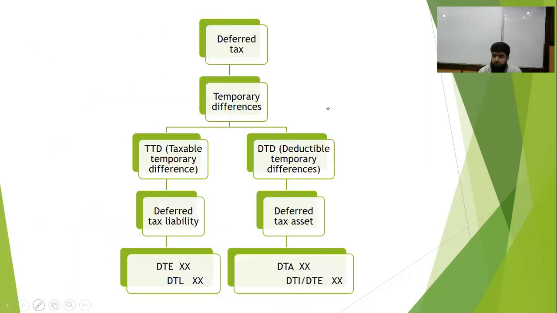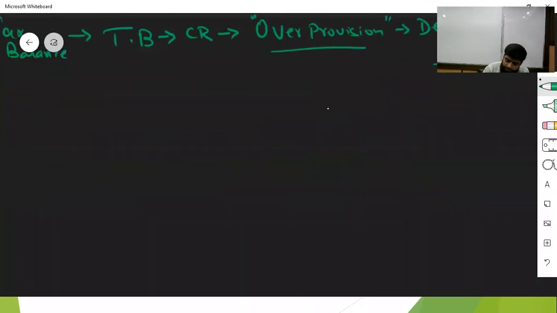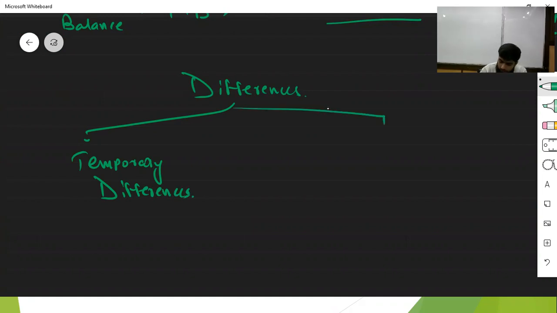Okay, now let's move on to the most important part of this session, that is the deferred tax. Now, what is deferred tax? Deferred tax is calculated on temporary differences. So what does it mean? We can highlight that there are two types of differences. The one is the temporary differences, and the other one is the permanent differences.